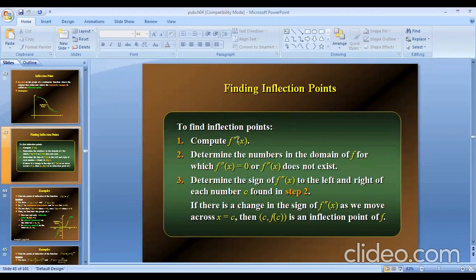To find the inflection points, we have to compute the second derivative of the given function, then determine the numbers in the domain of f for which the second derivative is equal to 0 or the second derivative does not exist, and determine the sign of the second derivative of that function to the left and right of each number c found in step 2. If there is a change in the sign of the second derivative as we move across x equals c, then the point (c, f(c)) will be the inflection point of f. Now we'll try to solve an example applying this principle.